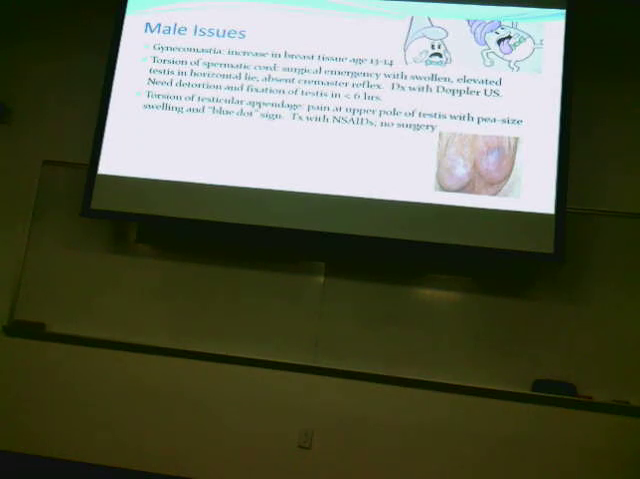Another thing that's sort of like torsion, but not nearly as big an issue, is going to be torsion of the testicular appendage. So this is another common cause of testicular pain, and it's going to be pain in the upper pole of the testis with a pea-sized swelling or a little blue dot sign. So these you don't need to do any surgery for. It's just a small portion of the testes that has the torsion, and you just treat with NSAIDs. There's no surgery that's needed.